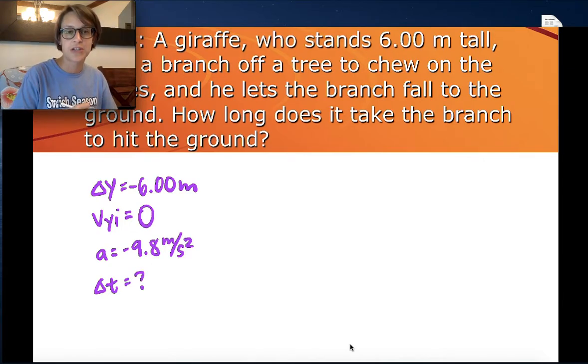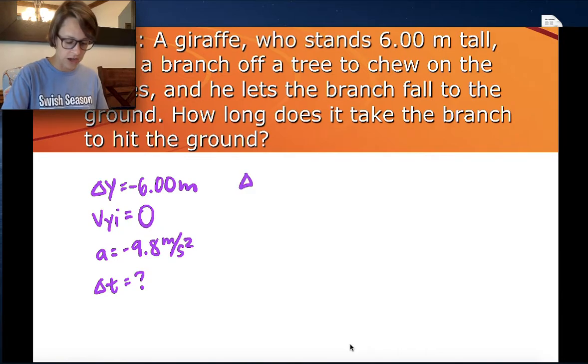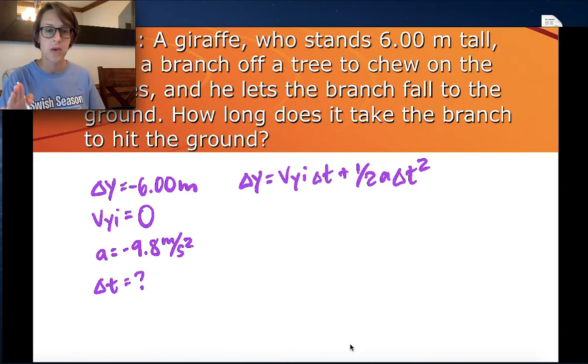I didn't draw the picture for this one, but again, if you find that you're really having a hard time with the numbers, draw yourself a picture and label it. It makes it much easier to figure out what to put where. Okay, so what's not in our list is final velocity, so we need to choose an equation that does not have final velocity in it. The only option is this one, delta y equals VYI t plus 1/2 A t squared. Okay, that's our only possibility with no VYF.